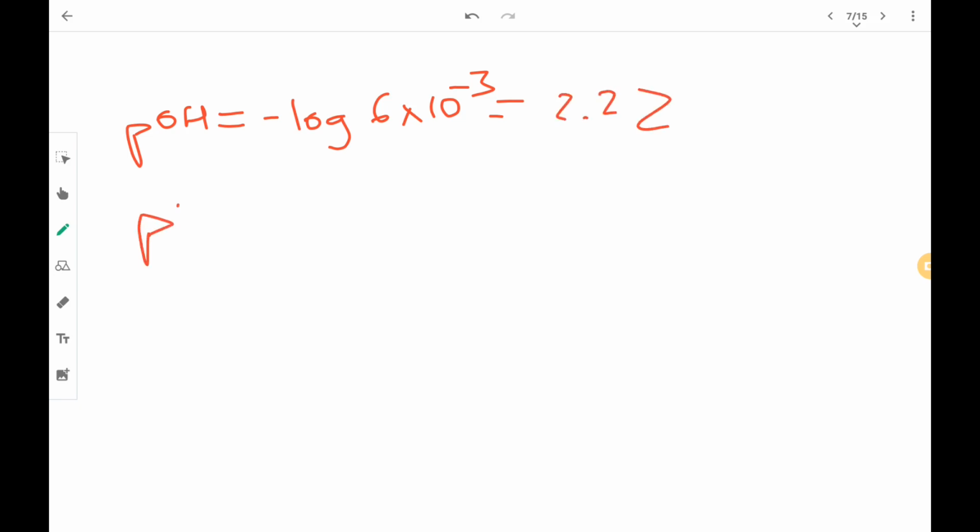Now you can get the pOH, which is 2.22. pH will be 14 minus 2.22, which is 11.78. Now for question number 3 of the grid, they want you to find the percentage dissociation.